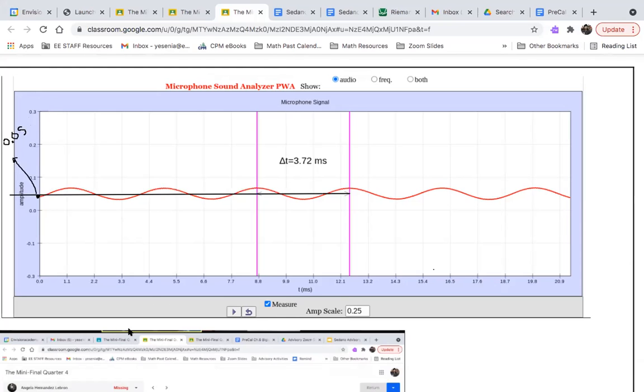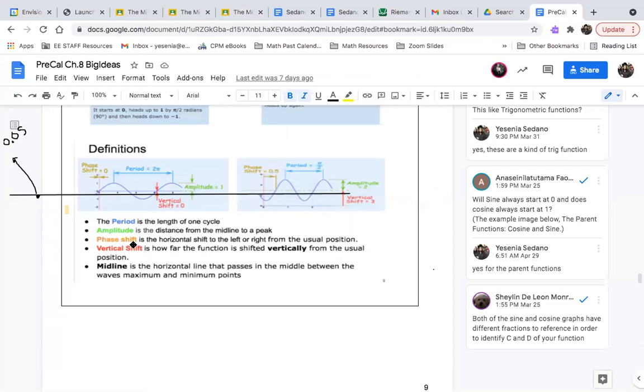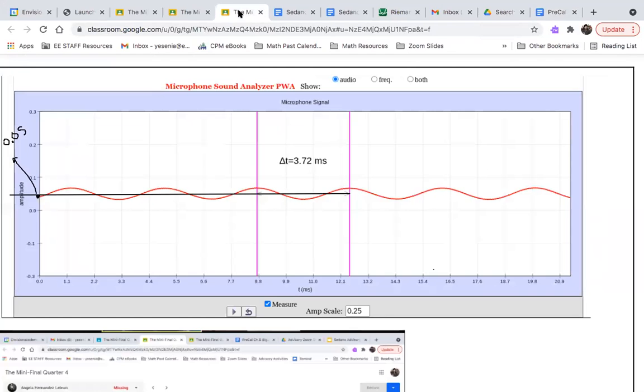But remember, according to the definition, to find the amplitude of your wave, let's go back to the definitions. It says it's the distance from the midline to a peak. So distance from midline to peak is basically this very small green part that I just drew right here. We need to figure out what that distance is. How you can figure it out is you've got to actually estimate where that maximum is at.